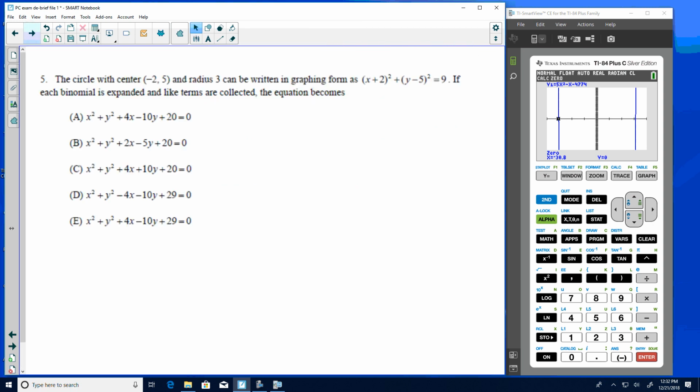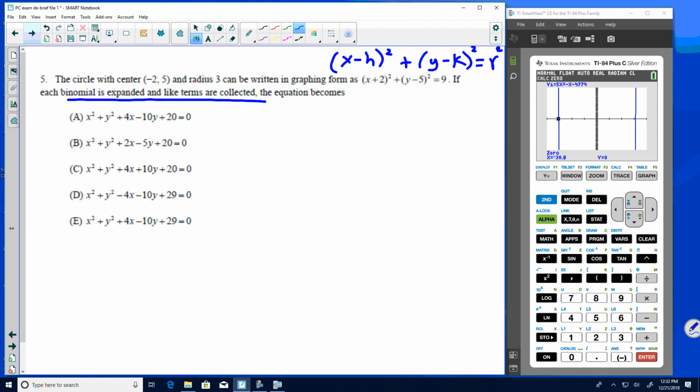Okay. Number 5, the circle with center and radius can be written in graphing form. That's nice. You should know the graphing form. In trig, by the way, we spend almost the entire semester talking about one particular circle. The graphing form for all circles is x minus h, quantity squared, plus y minus k, quantity squared, is r squared. And here they tell us we have a center and a radius, and if each binomial is expanded, like terms are collected. So that's not terribly hard.